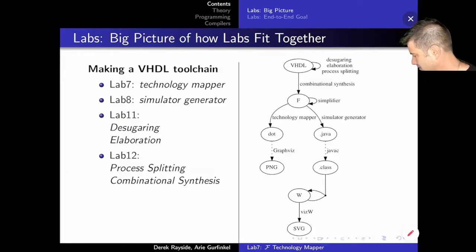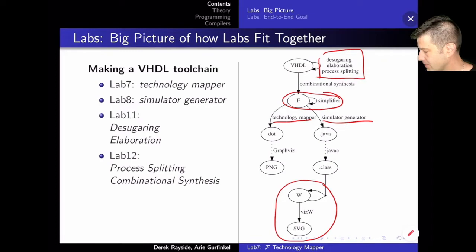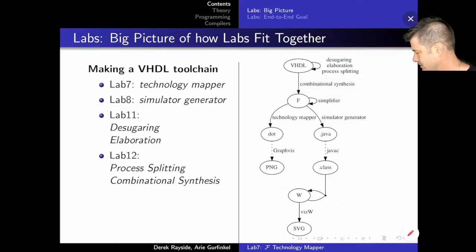And you can see which labs we've already done and which ones are yet to do. So this one we've done, right? We've done parsing and simplification of F. These parts we've done. The one that's coming is the technology mapper, which is today. And then we have a simulator generator to do, and preprocessing at the V level of starting from a more complicated V specification, simplifying it to a simpler one, and then eventually synthesizing a combinational circuit out of it. Okay, so lab 7 is today, and 3 more labs are remaining.